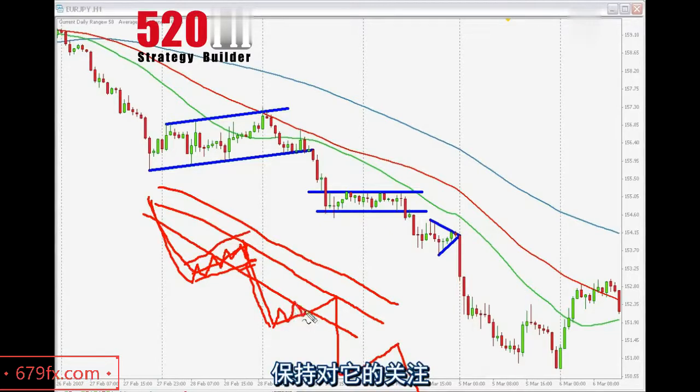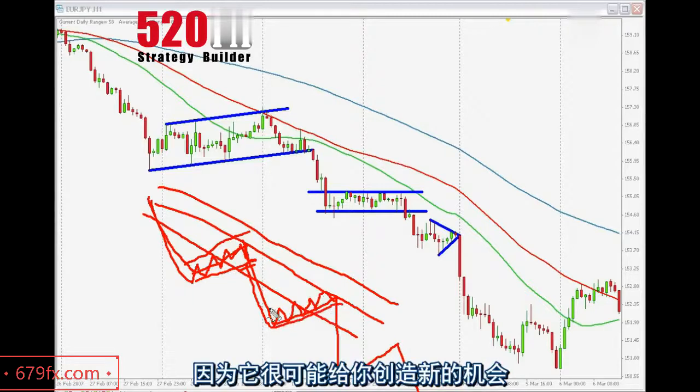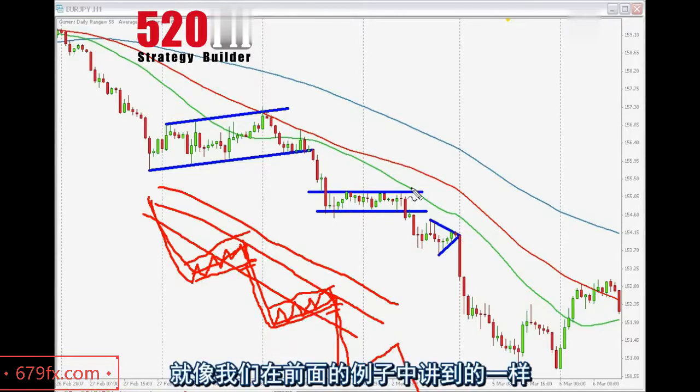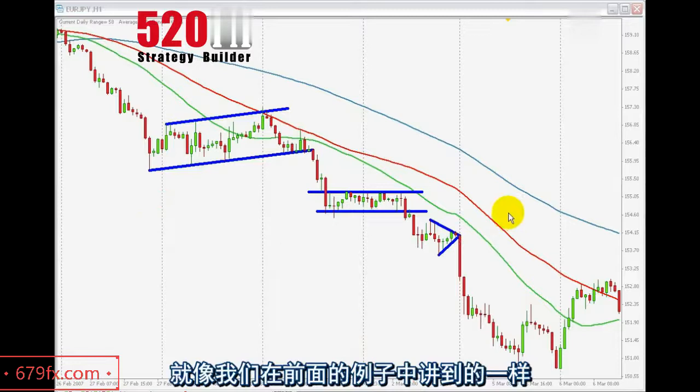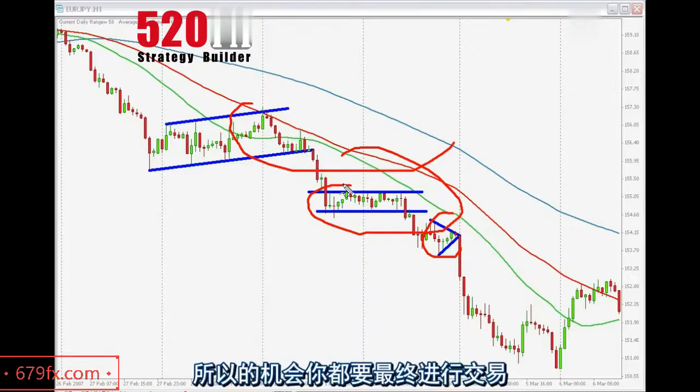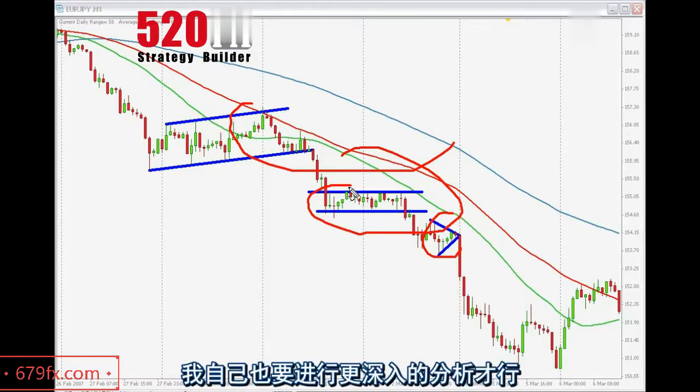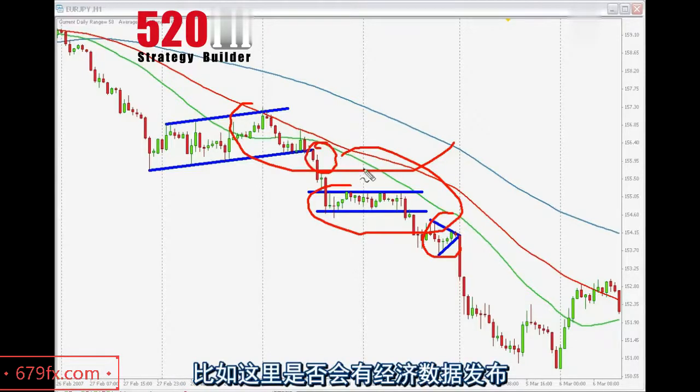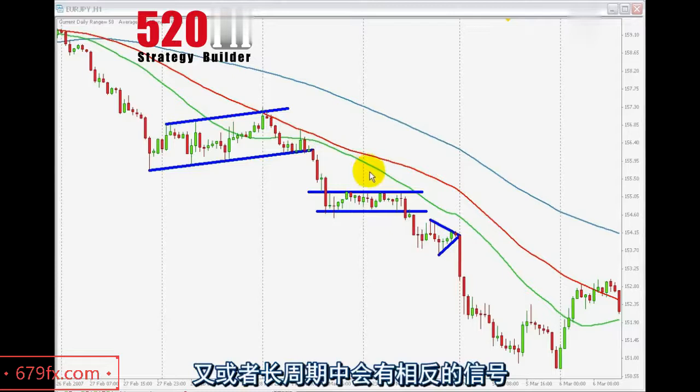Keep on searching, scanning, having that chart on your watch list, because it might very well give out another signal, as we've seen in these examples. We've seen a few chances. I'm not saying you would have taken, or I would have personally taken, all of them. I would have to analyze the chart in advance. I don't know if at this precise time there was some news coming out. I don't know if the longer time frames are showing some conflicting signals.